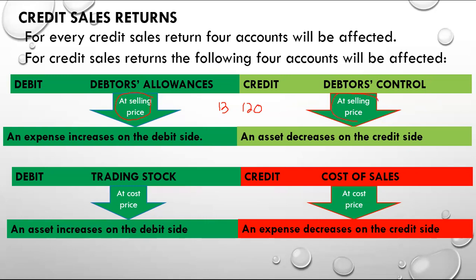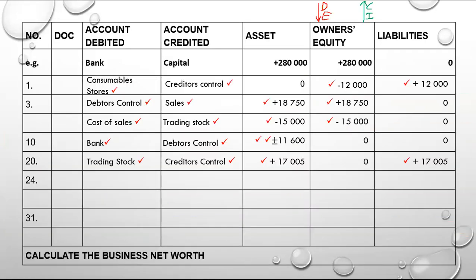So we will debit sales by 13,000. We will debit debtors allowances. Wow, you see what I did there? You will debit debtors allowances by the selling price, and then you will credit debtors control by the selling price. Debtors control is an asset, it will reduce your assets, and debtors allowances is an expense, it will reduce your owner's equity, and your liabilities will be 0.